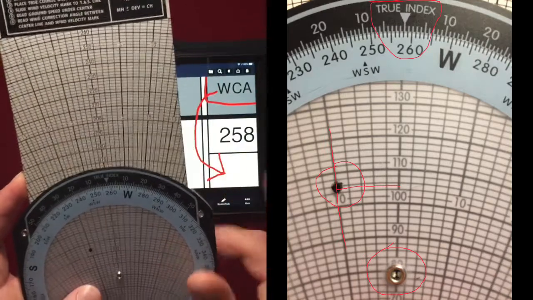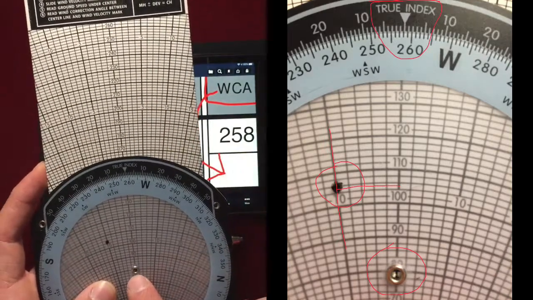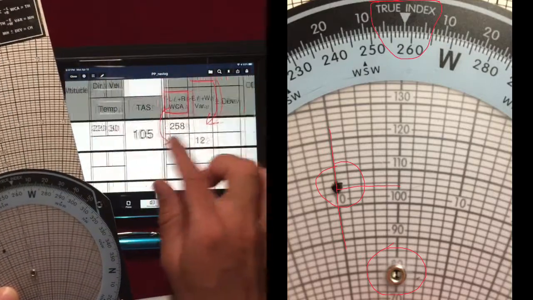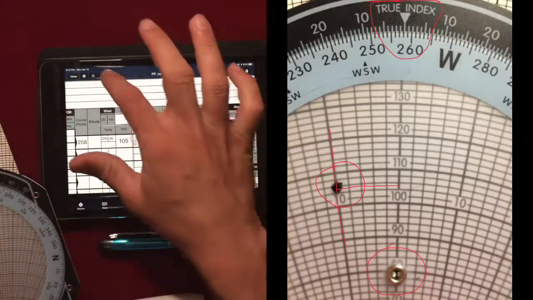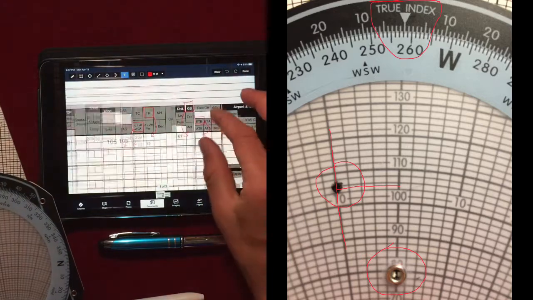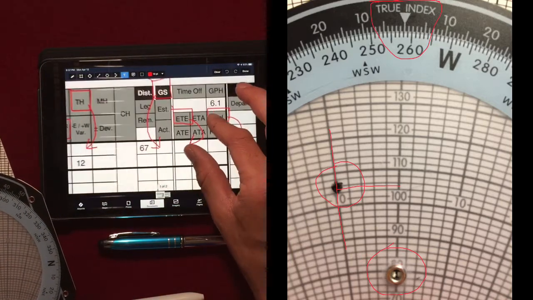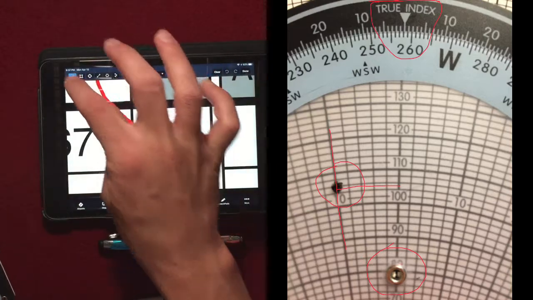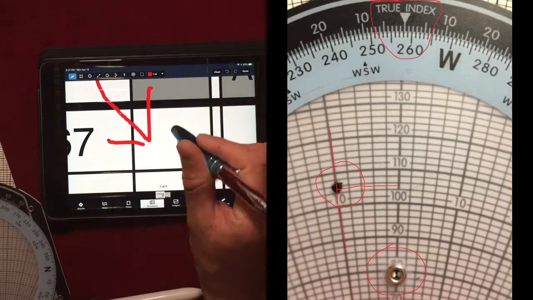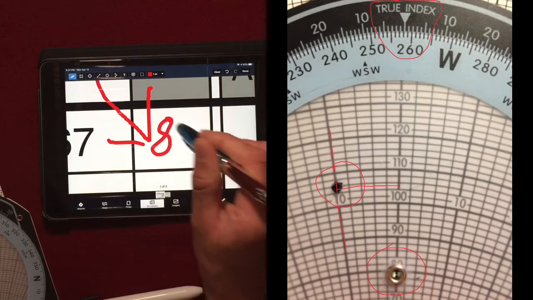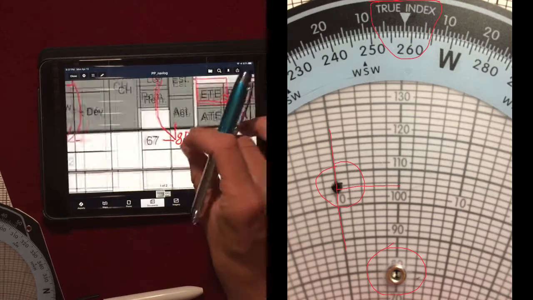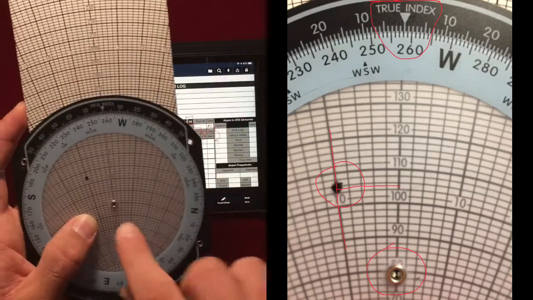Our ground speed, as we can remember, G, grommet, goes to ground speed, shows 80 knots. So we'll go to our flight plan. We will go over to our ground speed, which is here, this box, and we'll put in 80 for 80 knots. We then have our wind correction angle.